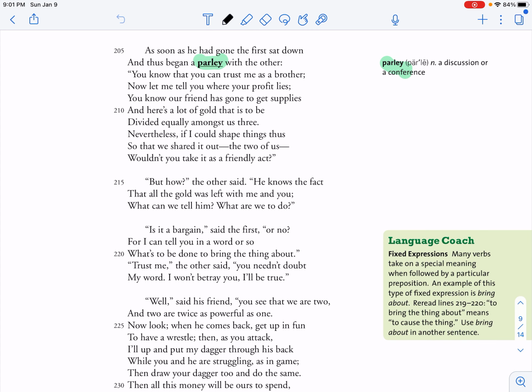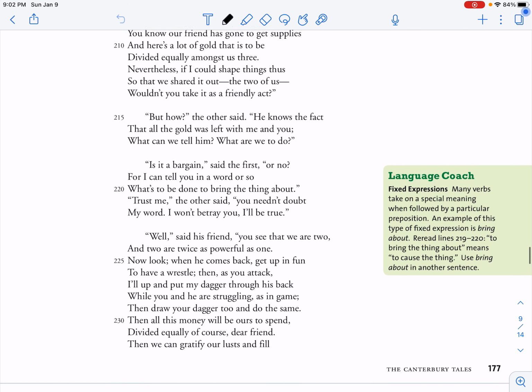As soon as he had gone, the first sat down and thus began a parley, meaning a discussion, with the other. You know that you can trust me as a brother. Now let me tell you where your profit lies. You know our friend has gone to get supplies, and here's a lot of gold that is to be divided equally amongst us three. Nevertheless, if I could shape things thus, so that we share it out, the two of us, wouldn't you take it as a friendly act?